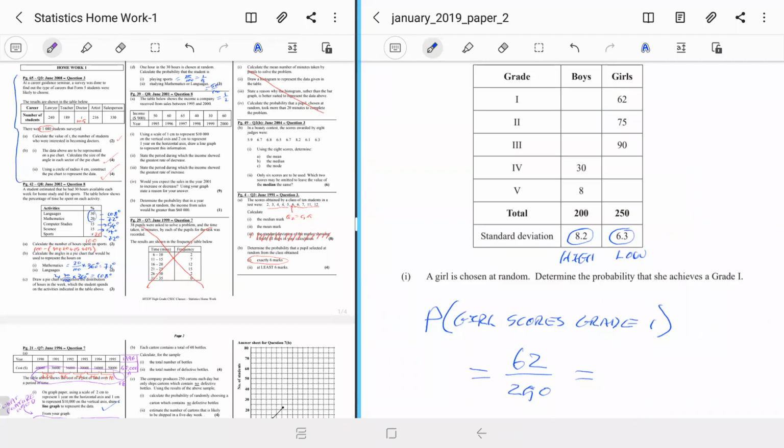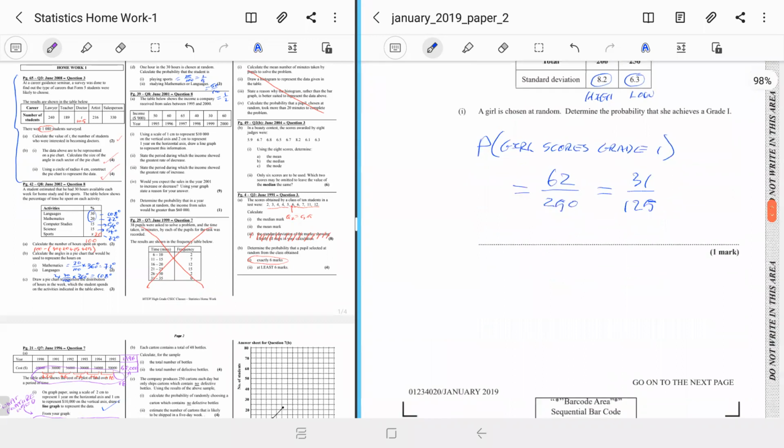Usually leave it as a fraction. You can leave it as a decimal still, but I think they like when you leave it as a fraction. If you put it in a calculator, it will give you the fraction in lowest terms. With the 62 over 250, I think it worked down to 31 over 125. Yes, 31 over 125. Nice and easy. 1 mark for that.